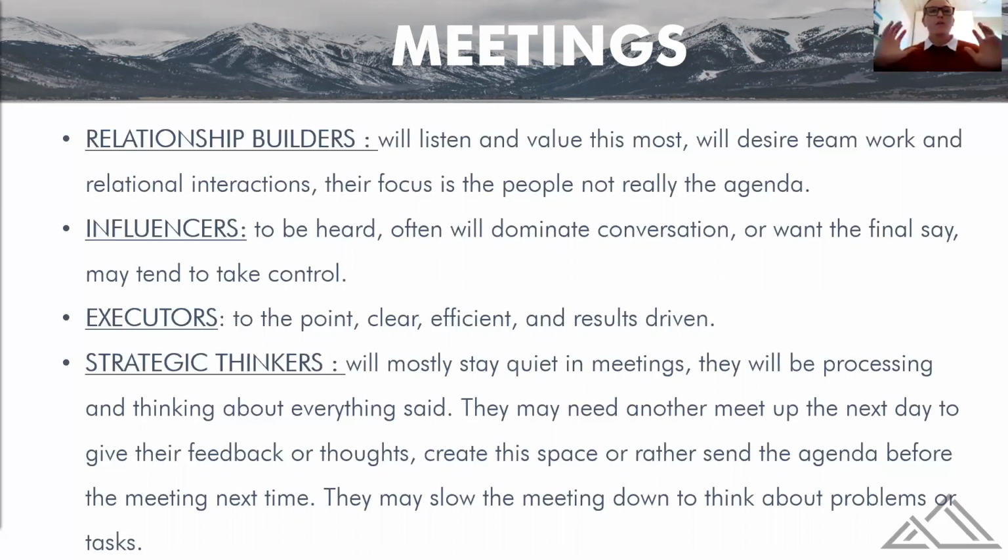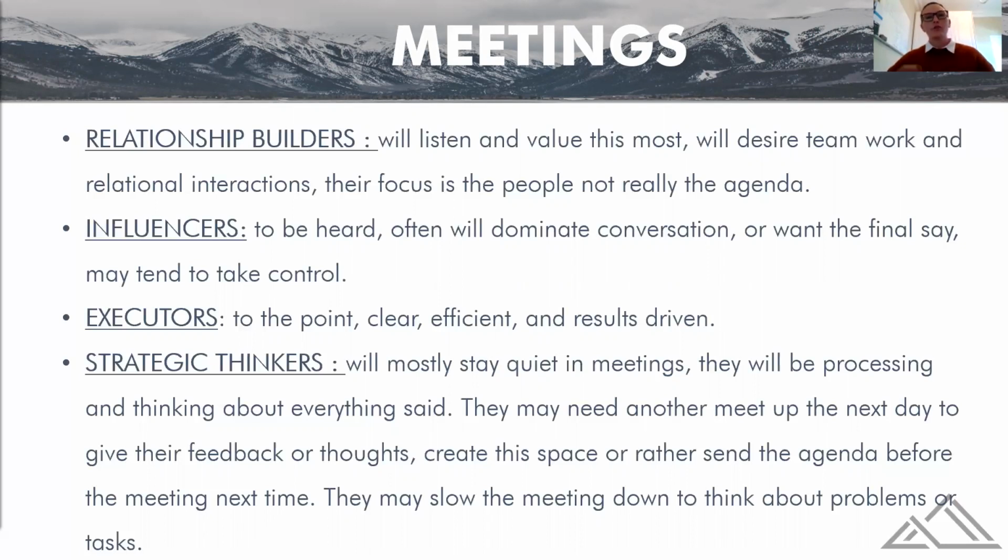The key with executors in meetings, make sure that there's clear points, that there's clarity when it comes to discussing an idea, and then distilling down what are the actionable items within those ideas or projects that need to be done. The clearer, the better when it comes to executors, because then you'll just get them running and you can't stop them. Strategic thinkers, they'll mostly stay quiet in meetings.